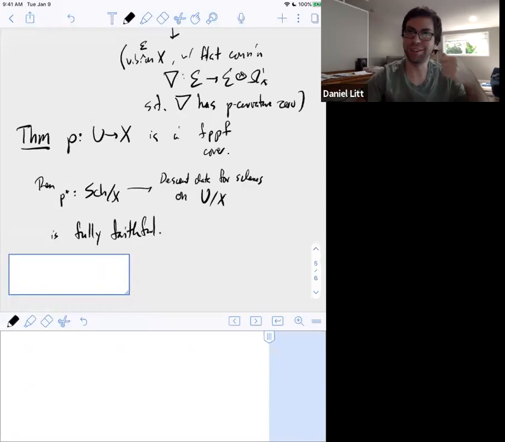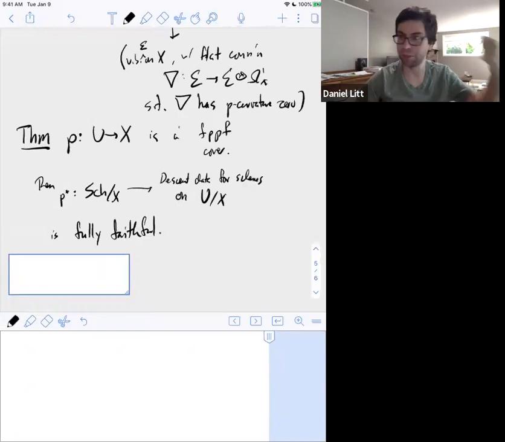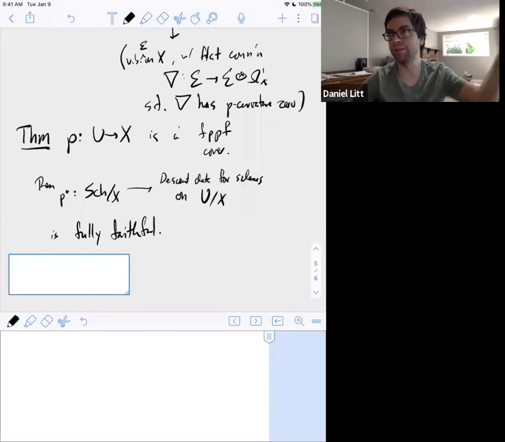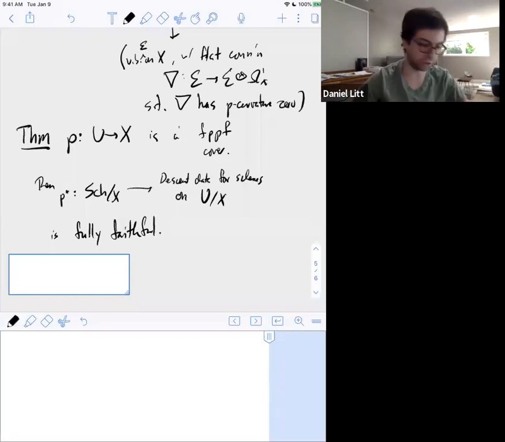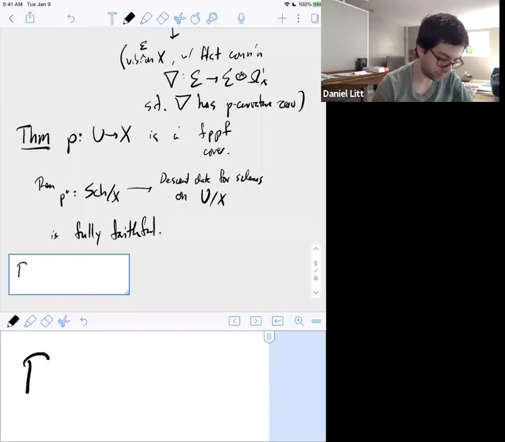You just replace a quasi-coherent sheaf with a scheme. So verbally, what is that? It's what Ali said. It's a scheme over U, an isomorphism between its two pullbacks to U cross U, and that isomorphism has to satisfy the exact same cocycle condition as before. Okay. So let's prove it.